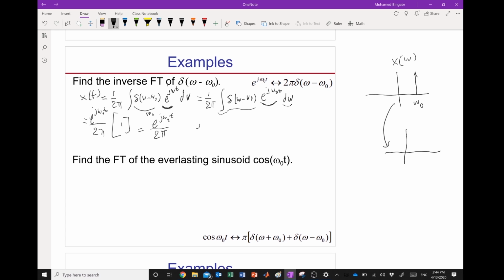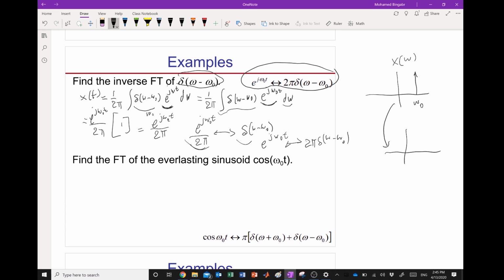So e^{jω0 t} in the time domain over 2π, the Fourier transform is this impulse. We were given this impulse, and we found the inverse Fourier transform. If I multiply both sides by 2π, then I will get e^{jω0 t} has the Fourier transform 2π δ(ω − ω0), which is this property.